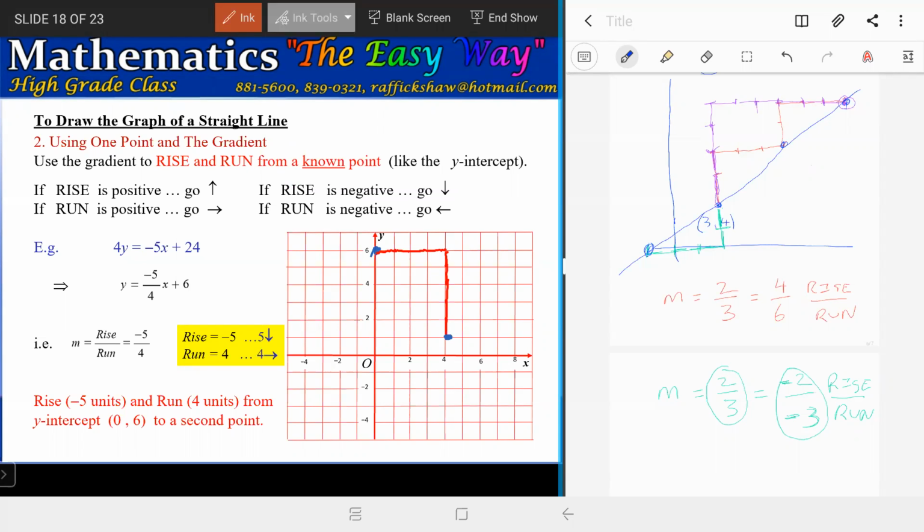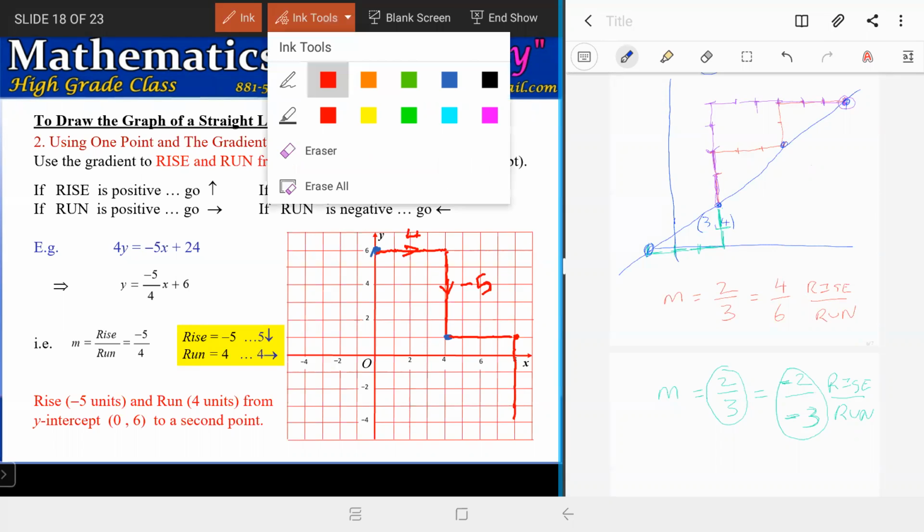So I run 4, rise -5 to get to that other point down here. And I can rise and run again. Look, run 4 again now. And run 4 again. I'm here. 1, 2, 3, 4. Get to there. Alright? And then rise -5. 1, 2, 3, 4, 5.